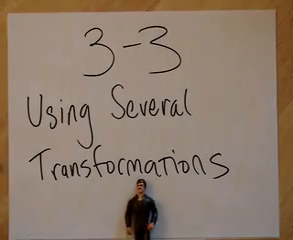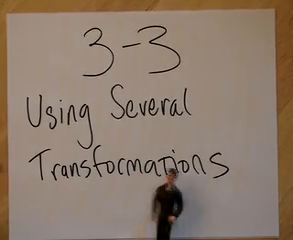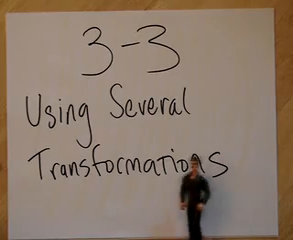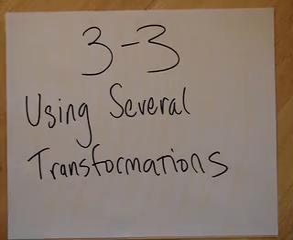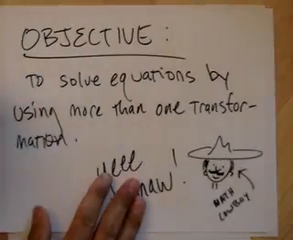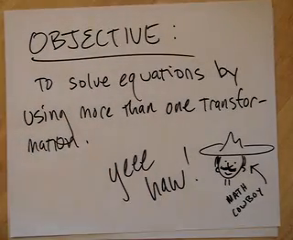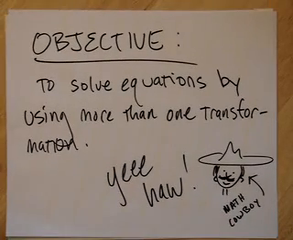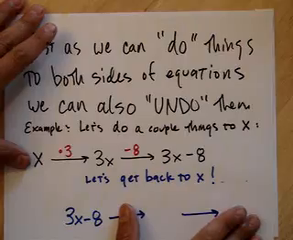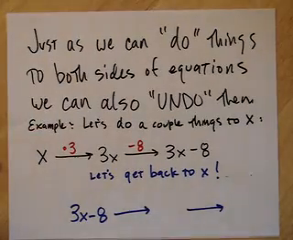Section 3.3, using several transformations. Objective: to solve equations by using more than one transformation. Yeehaw! Says the math cowboy. Before, we were using just addition and subtraction, then just multiplication or division. Now we're going to use more than one transformation, and this is going to be exciting. I'm excited about this because this is when we really start to get into some real fun algebra.